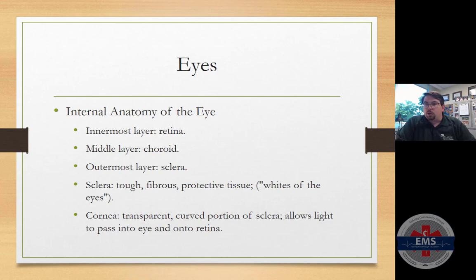Now, when we think about the internal anatomy of the eye, the innermost layer is the retina. We're going to break this down a little bit more as we go, but let's at least identify them. We have the retina, the middle layer is going to be your choroid, and then your outermost layer is your sclera. The sclera is a very tough, fibrous protective tissue. It's what actually makes up the whites of your eyes. Again, very tough, very fibrous, and it's meant to be more of a protective tissue. The cornea, on the other hand, is transparent. It's the curved portion of the sclera, and it's what allows light to actually pass into the retina.